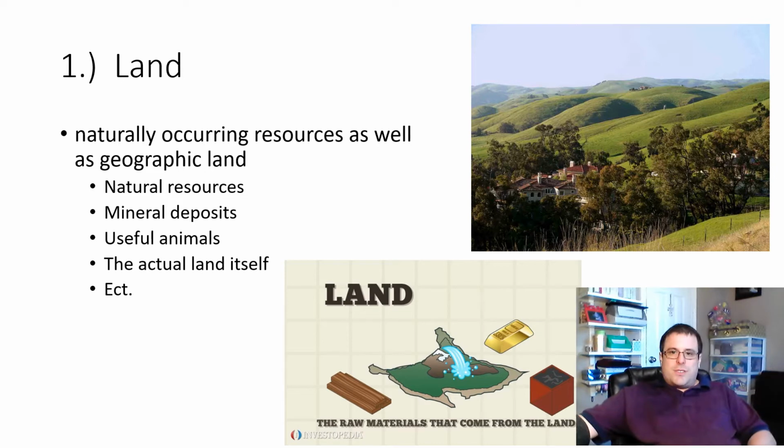All right, so the first thing is your land. Now, land does not have to be just the physical land that you're on. It's really just anything that's found in nature, for lack of a better term. Sometimes they even call this, if they want to be fancy, the gifts of nature. So land is naturally occurring resources as well as, again, geographic land. So natural resources, mineral deposits, any useful animals, the actual land itself. It all falls under that category.